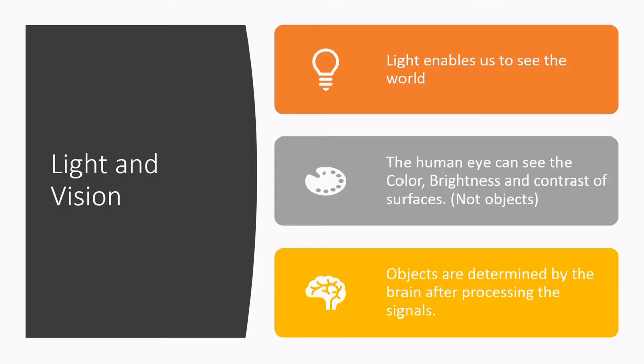When it comes to light and vision, there are a few things you might already know. Light enables us to see the world, right? Without light you can't do anything. The human eye can see the color, brightness and contrast of surfaces, not objects. Objects are determined by the brain after processing the signals coming out of your eye.